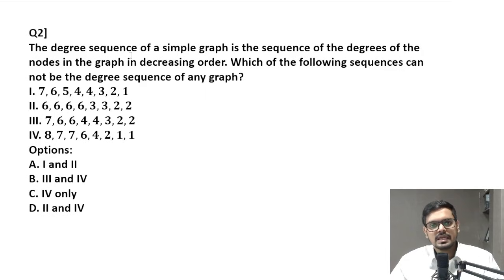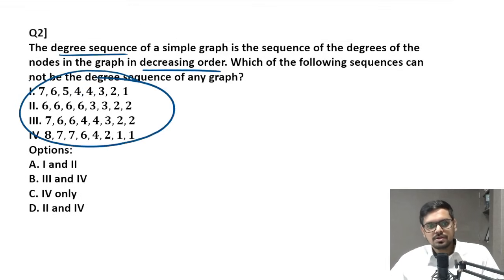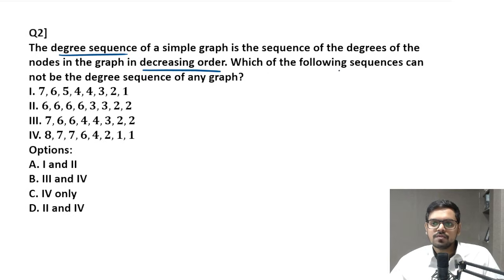First of all, they are saying the degree sequence of a simple graph is the sequence of the degrees of the nodes in the graph in decreasing order. Okay, we know it very well. We can see it in the options. Nevertheless, which of the following sequences cannot be the degree sequence of any graph? Cannot be the degree sequence, not a degree sequence. You know this very well.